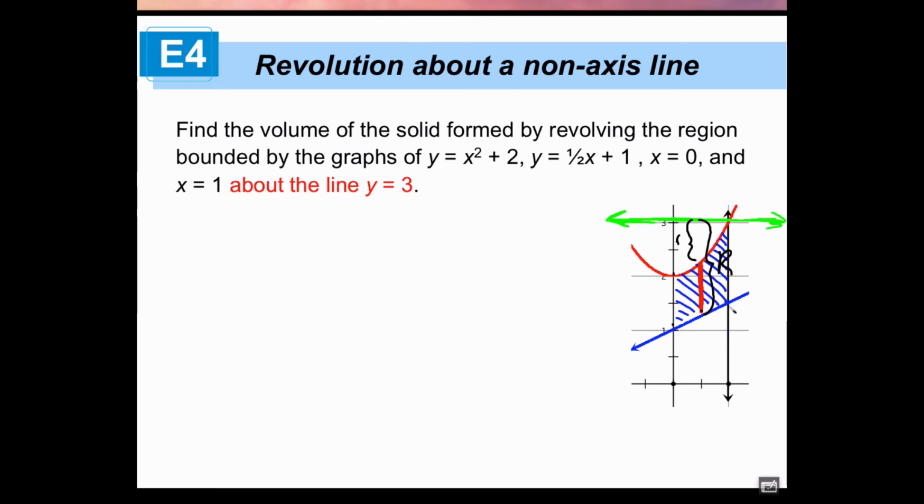Everybody get that? Nope, they're confused. So remember when I said top minus bottom and right minus left still applies? That's what we're doing here. Top minus bottom. What's on the top? 3. What's on the bottom? The blue, which is 1/2 x plus 1. So capital R is 3 minus the quantity, important parentheses, 1/2 x plus 1.